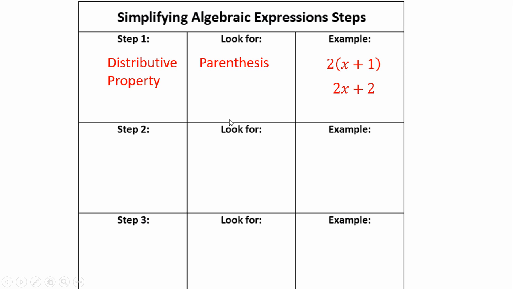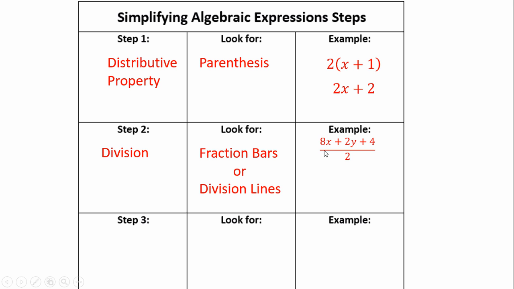Then next, you want to be looking for step 2, and that is division. After you check to make sure all the distributive property things can be done, now we're looking for division. What we're looking for here are fraction bars or division lines. For example, we see this expression, and obviously there is a division line here.